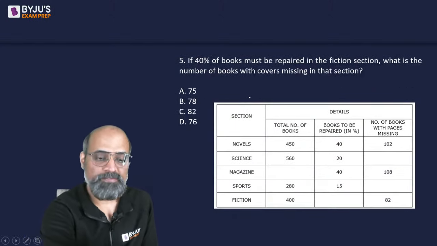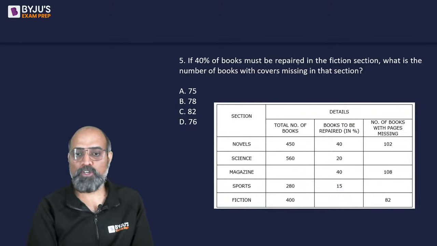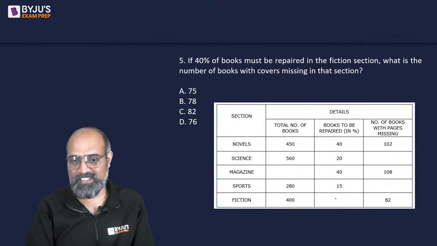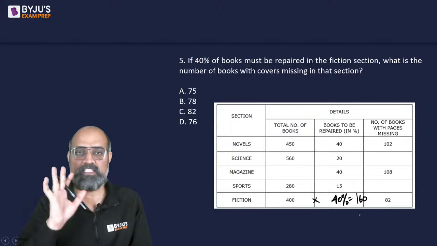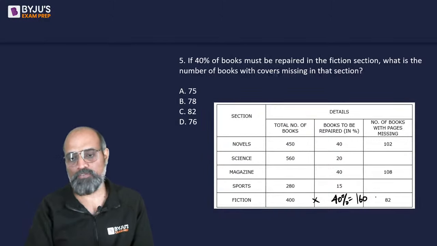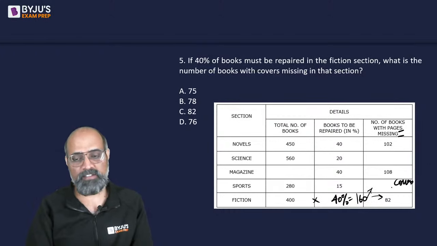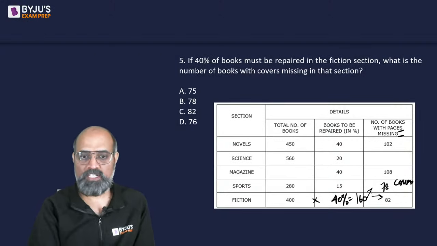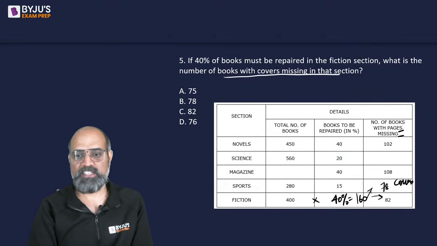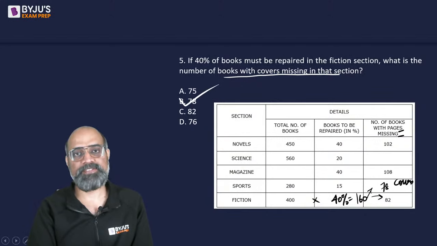Okay, next one. If 40% of books must be repaired in the fiction section. So 40% of 400 is going to be 160. A total of 160 books have to be repaired, out of which 82 have pages missing. So how many will have covers missing? The remaining, which will be 78. So the question is, what is the number of books with covers missing in that section? 78.